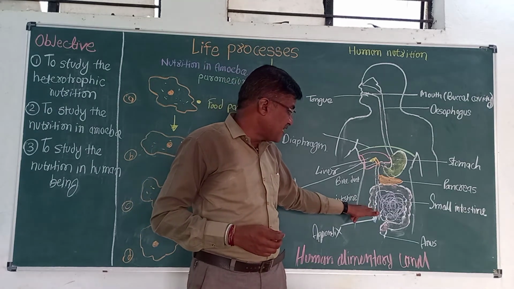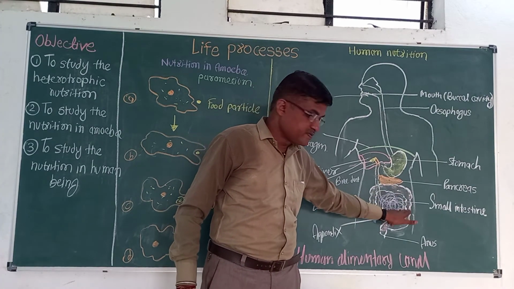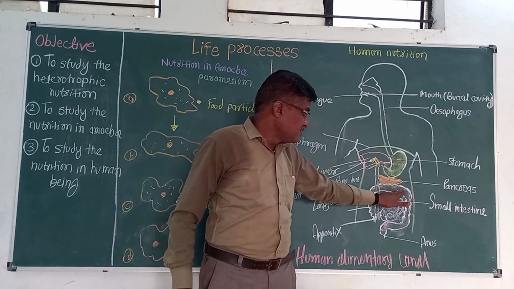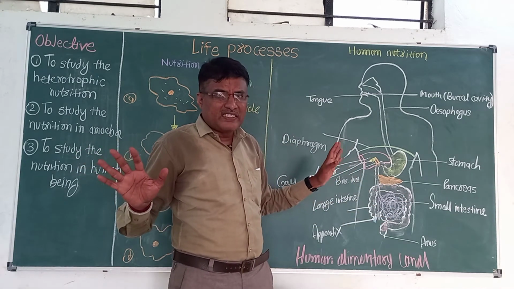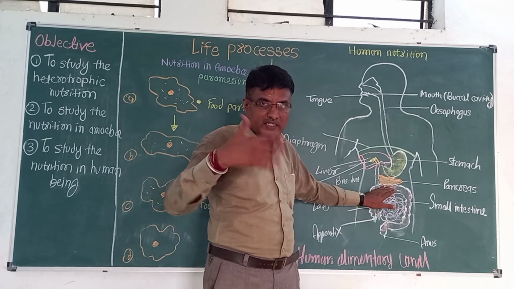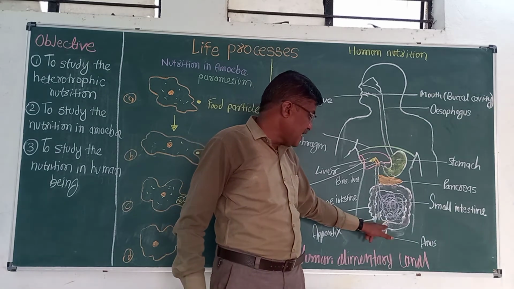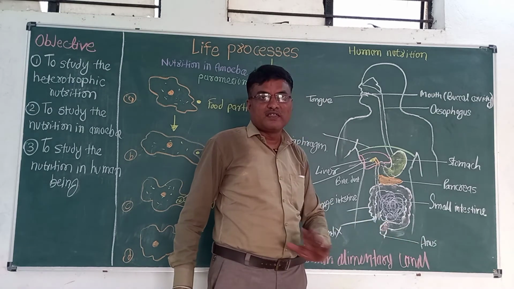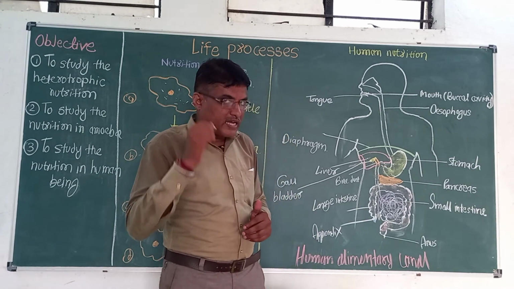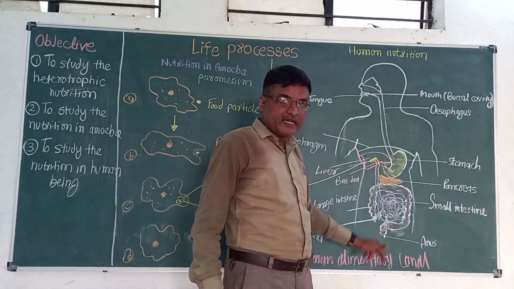After the small intestine, whatever undigested food remains comes into the large intestine. There is no digestion in the large intestine, just absorption of water, and some mucus is secreted for bowel movement. Then through the anus the waste is given out. The anal sphincter is there, and from time to time the waste is expelled by the process of defecation.